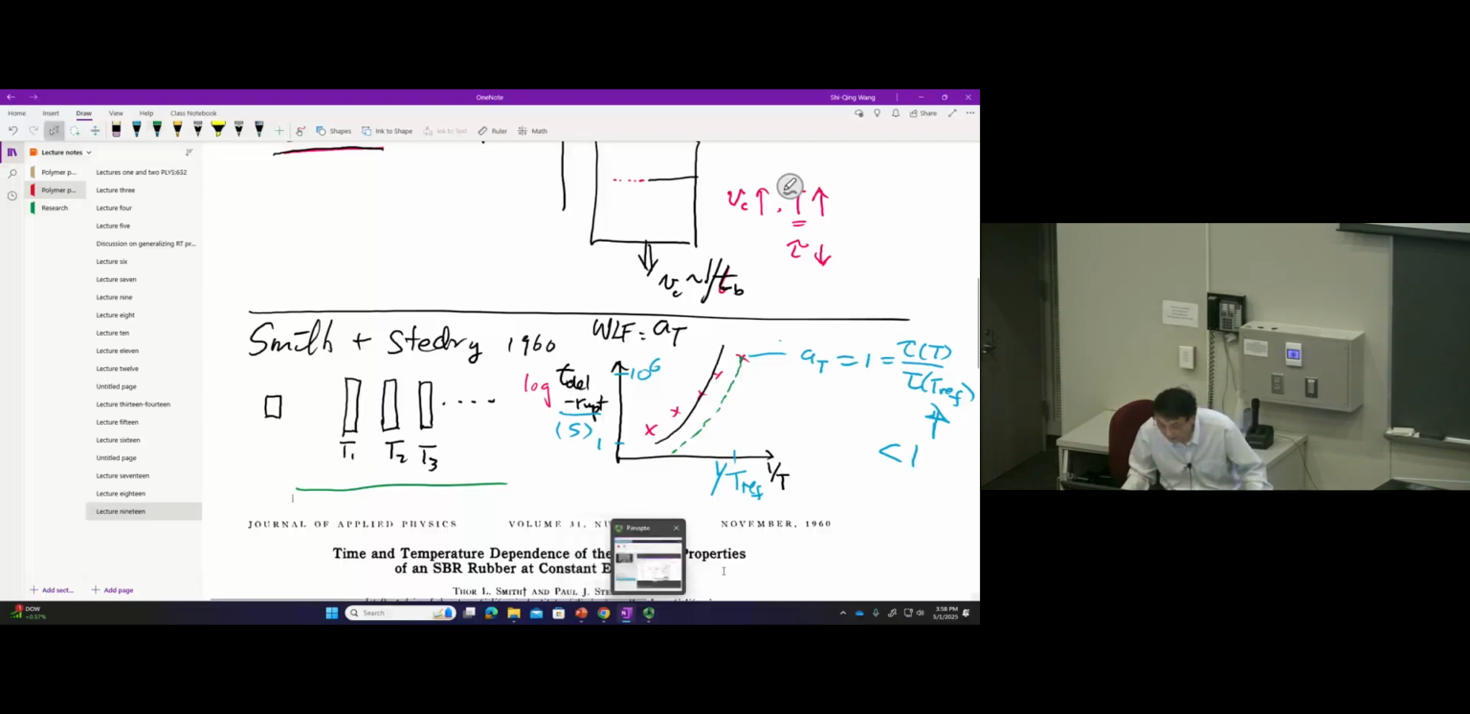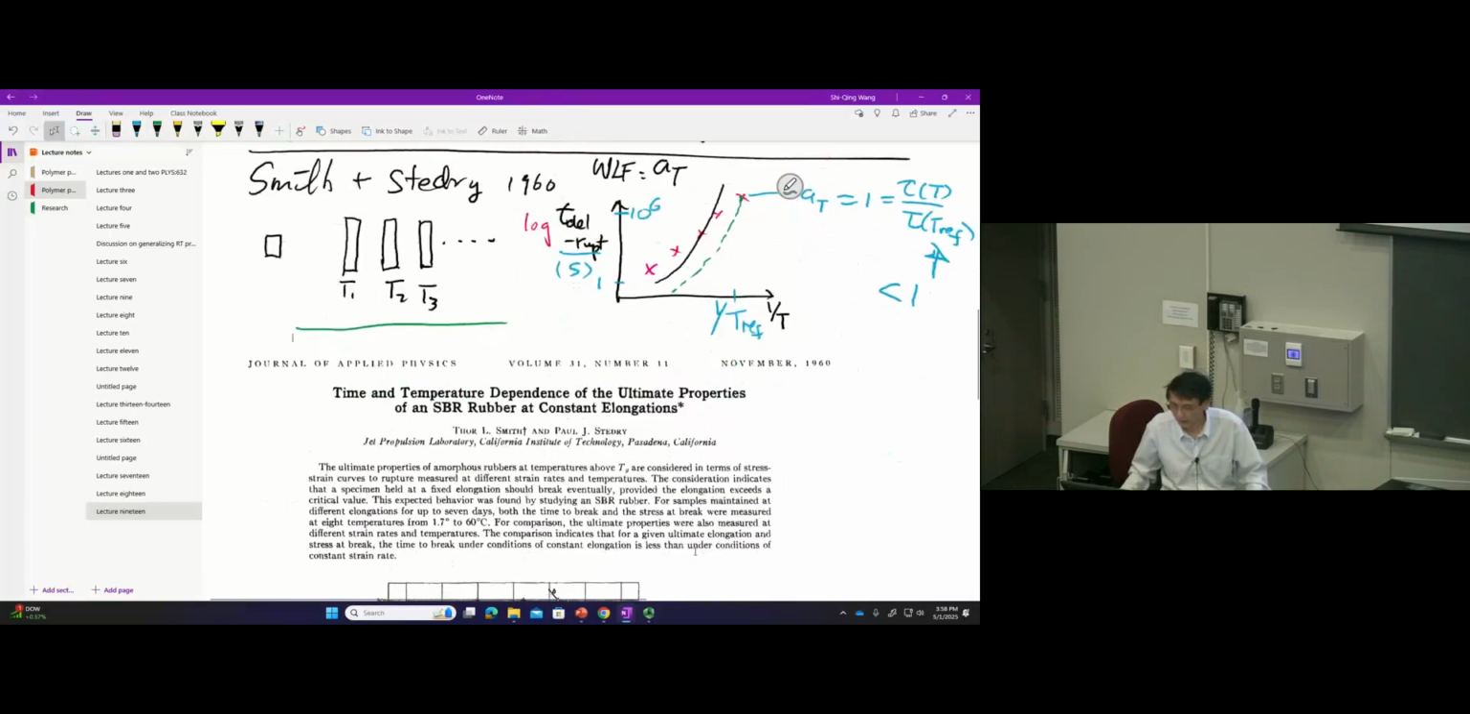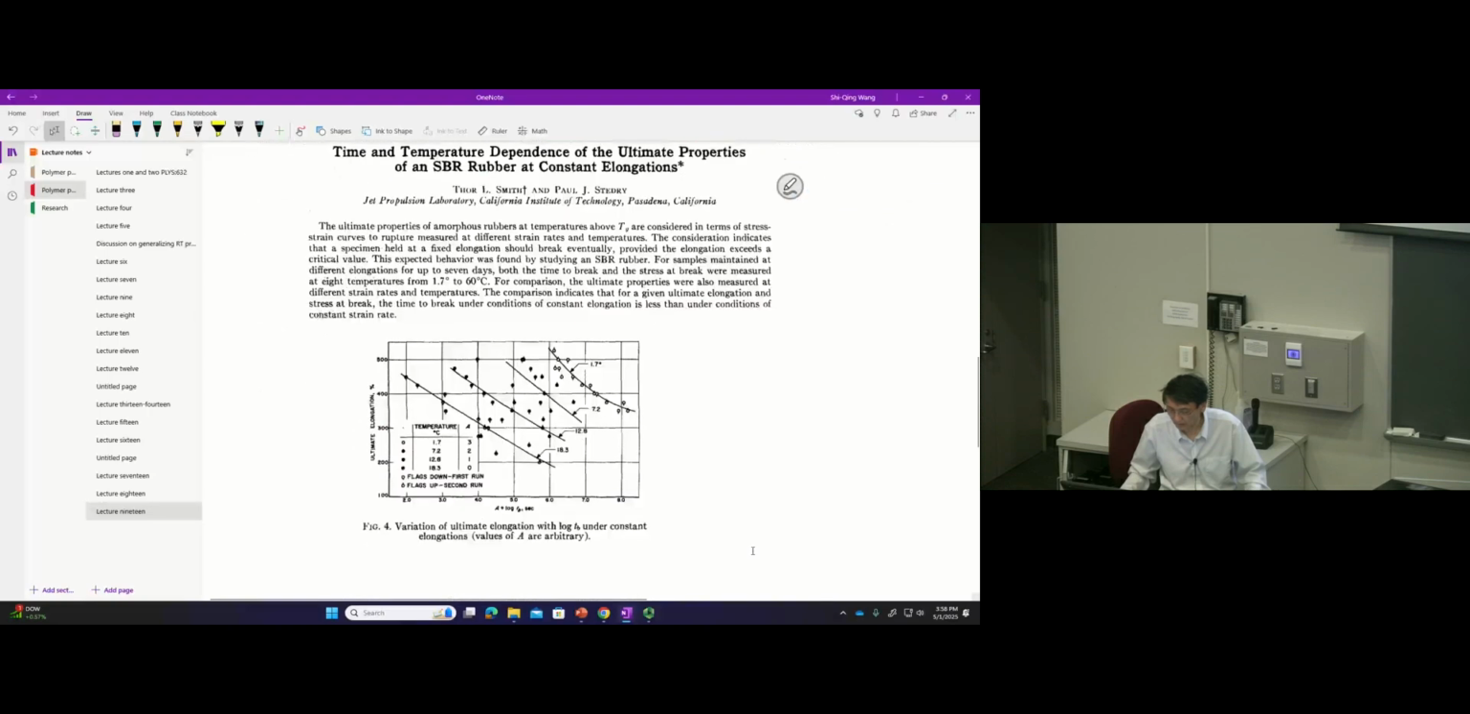So what they did is much, I mean, I always envy people who are this thorough. They actually did it this way. For each temperature, they stretch different amounts. And these are the times you have to wait for the different amounts of stretching. The time to wait is shorter if you stretch it more.